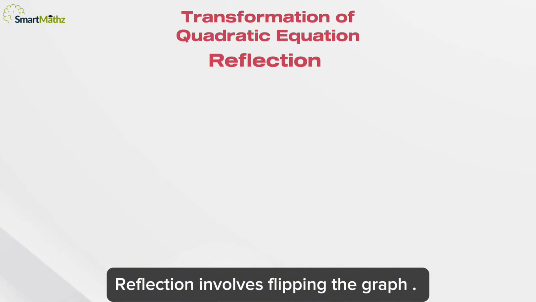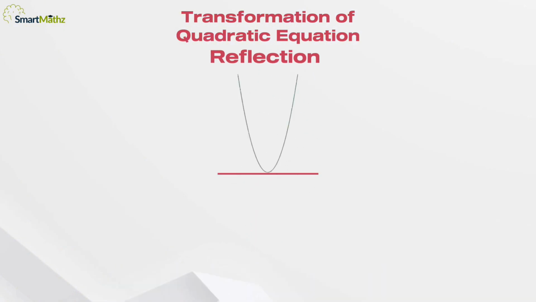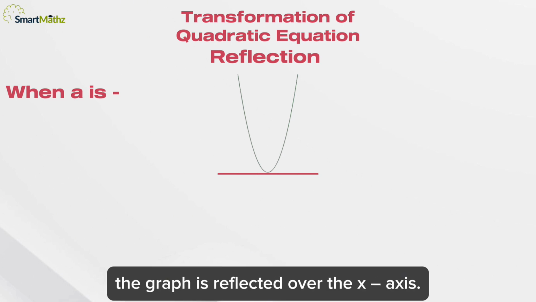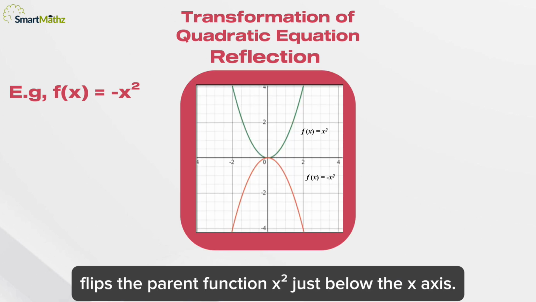Reflection. Reflection involves flipping the graph of the quadratic function over a line. When the coefficient a is negative, the graph is reflected over the x-axis. For example, the function given as negative x squared flips the parent function x squared just below the x-axis.